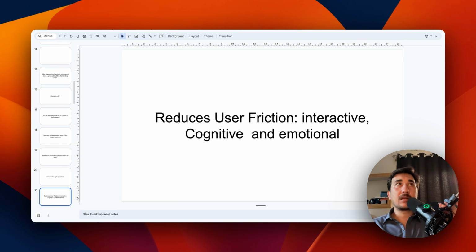Interactive is basically when you're using your phone, you find something, and you can't add the product to cart. This is interaction or interactive friction. Cognitive is really important in the CRO field. It's a big topic, but let me explain it really easily.